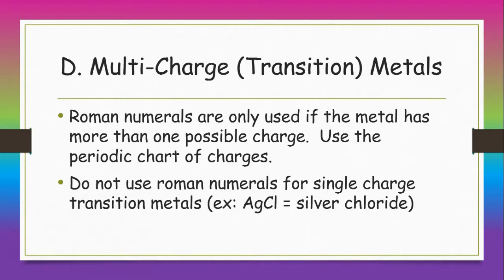And so the ones that you have to remember are always single charge are the transition metals in the magic triangle. Even though silver is in the transition metal area, because it's in the magic triangle, we're not going to use Roman numerals. So this one would be silver chloride and not silver Roman numeral 1 chloride, just silver chloride.